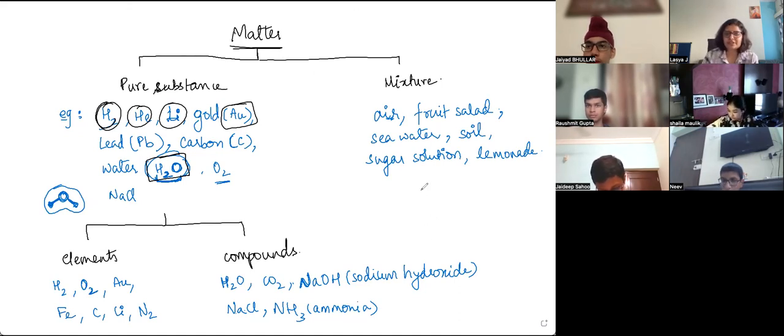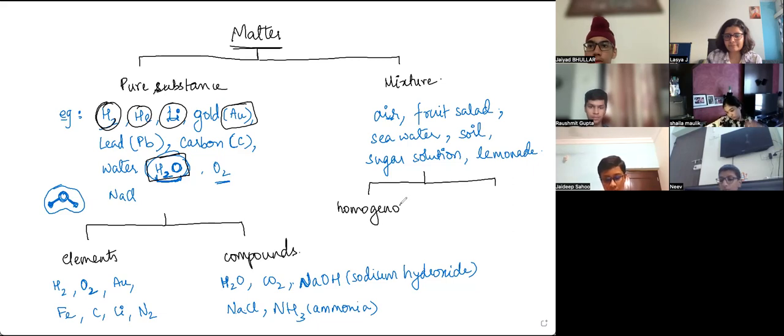Right. So mixtures can be divided into homogeneous mixtures and heterogeneous mixtures.